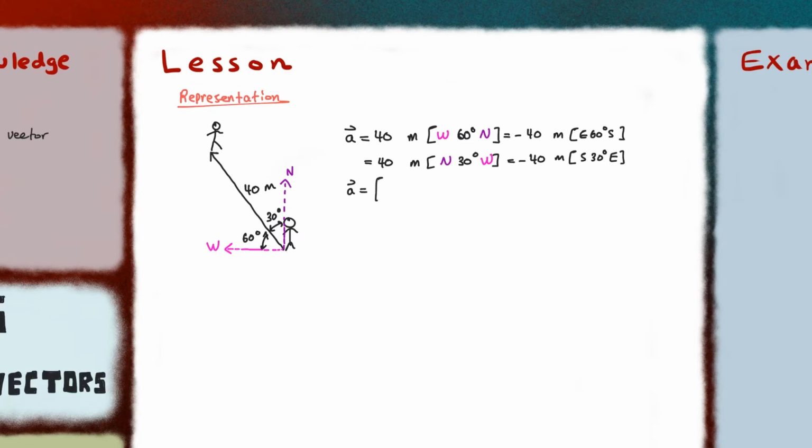If we want, we can also represent this using a component form. So we're going to use big square brackets, and we're going to write the x component first and then the y component second. Here we're taking east to be positive and north to be positive.